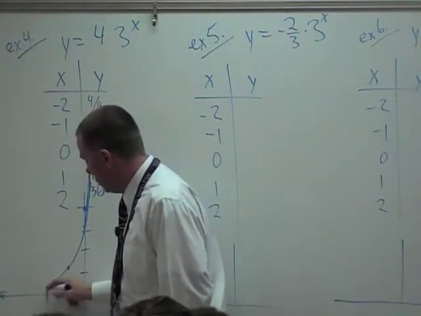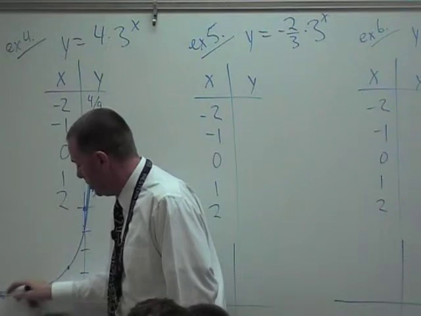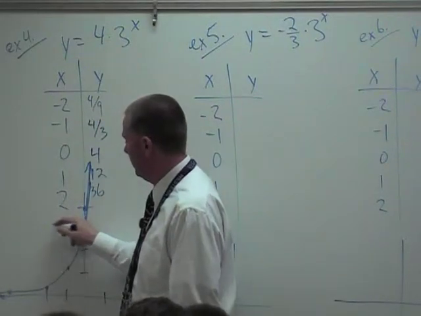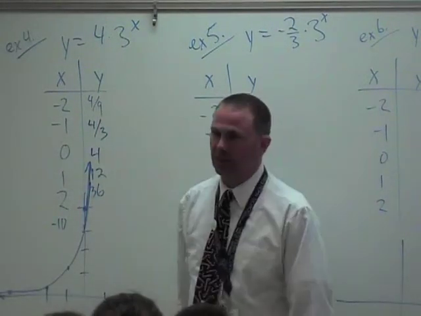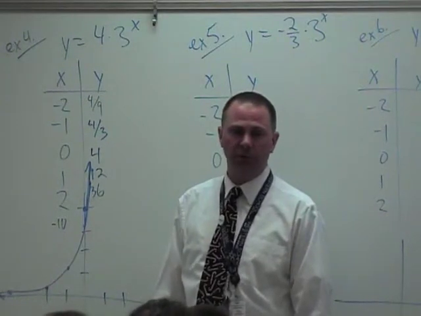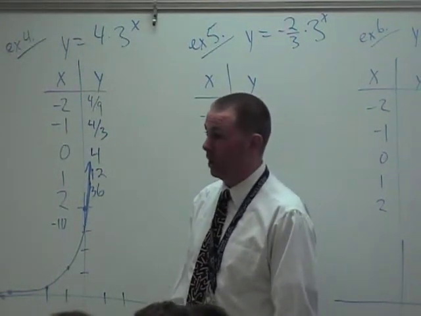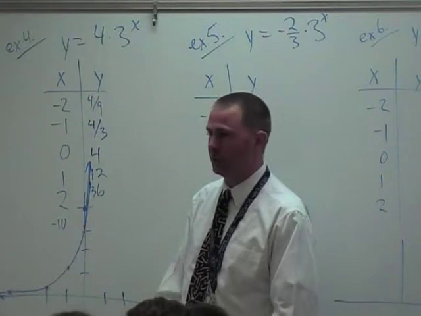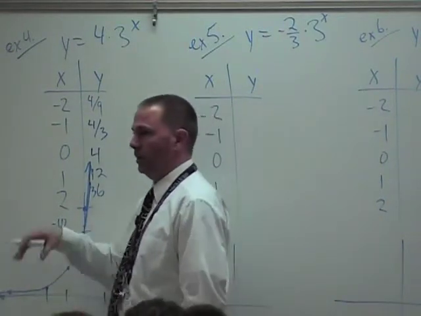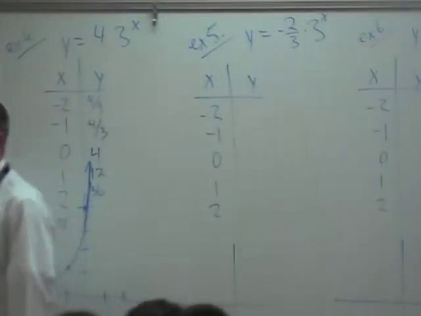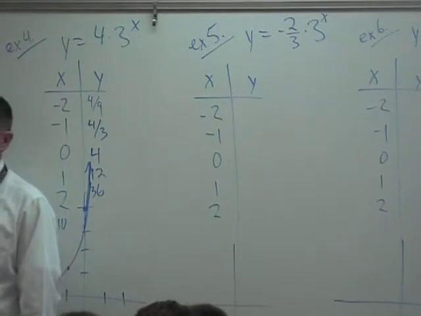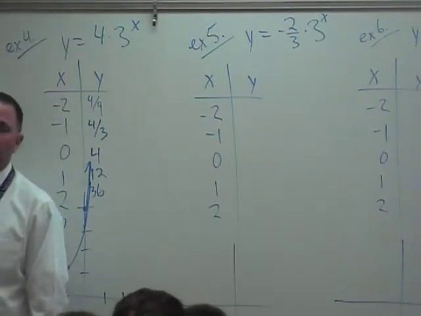This is going to approach the x-axis but never cross. You can check once you put in negative 10. 3 to the negative 10, or 1 over 3 to the 10th. 3 to the 10th is a large, large number. What happens when your denominator increases to a large number infinitely greater than the top number? What happens to the value?